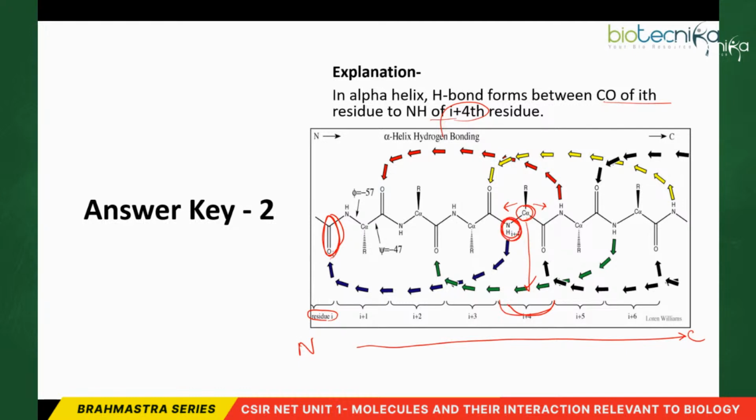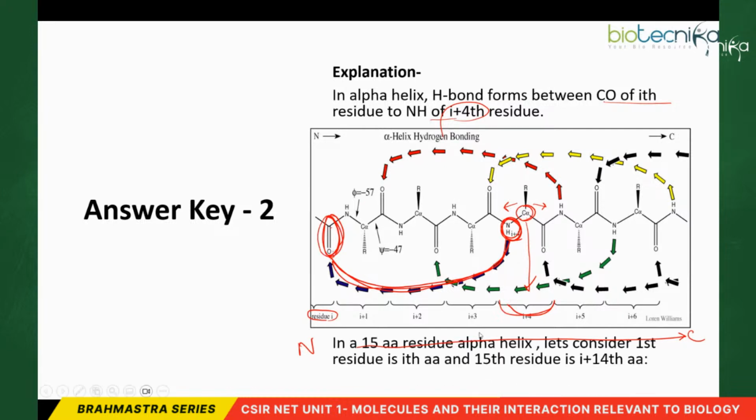Okay, so as you can see, these two groups are joined with a hydrogen bond, correct? Now what would be the next hydrogen bond? You have to take the next CO group, which means the next hydrogen bond would be CO of I plus 1, and NH of I plus 5. So this is I plus 5, this is the NH of I plus 5. These two will join together.